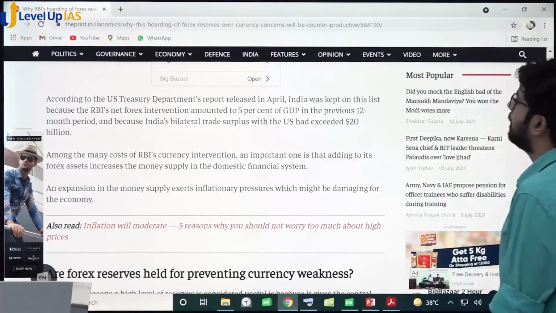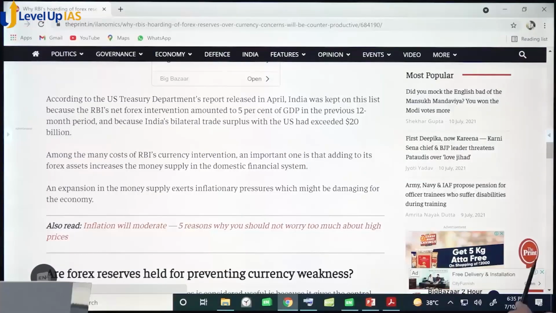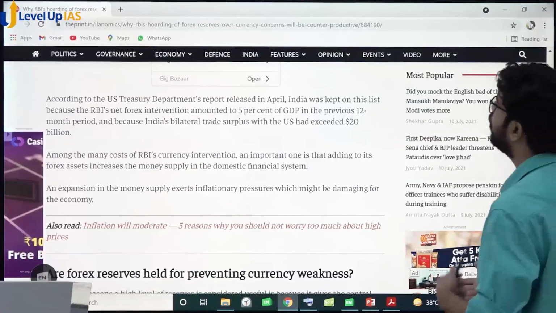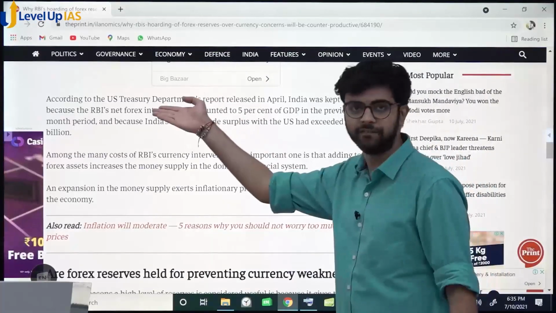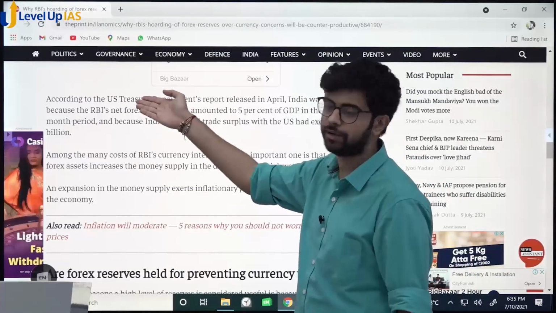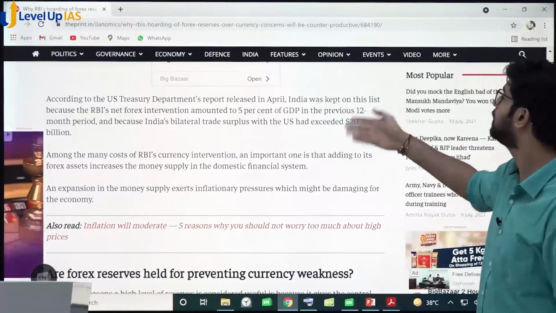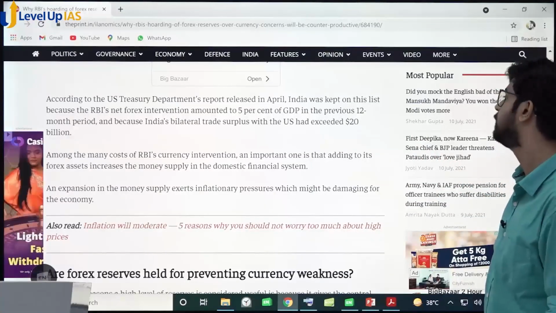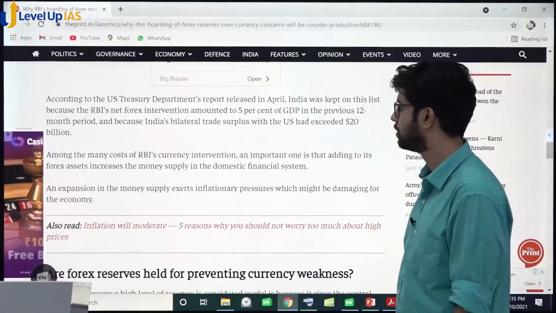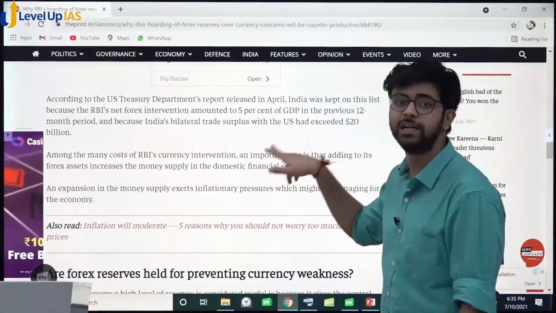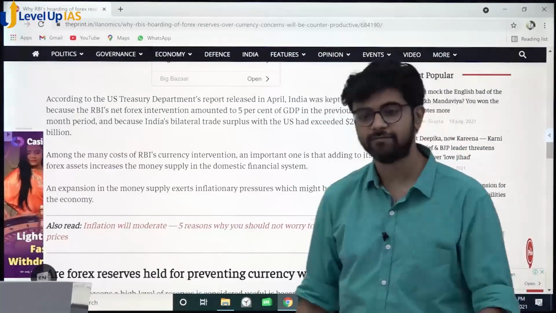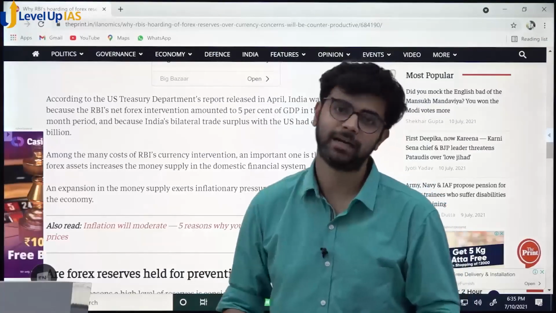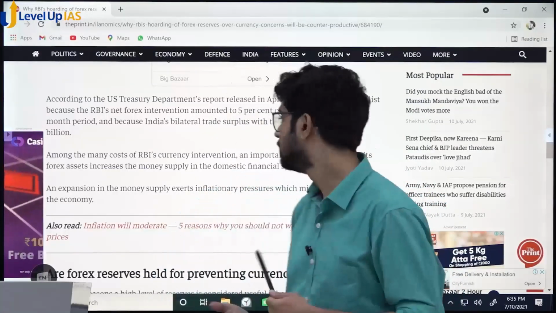According to the US Treasury Department's report released in April, India was kept on this list because RBI's net forex intervention, which means buying and selling of foreign currency, amounted to 5% of GDP in the previous year, and because India's bilateral trade surplus with the US has exceeded $20 billion. We have intervened in the market by more than 5% of GDP. RBI has intervened in the market, right?